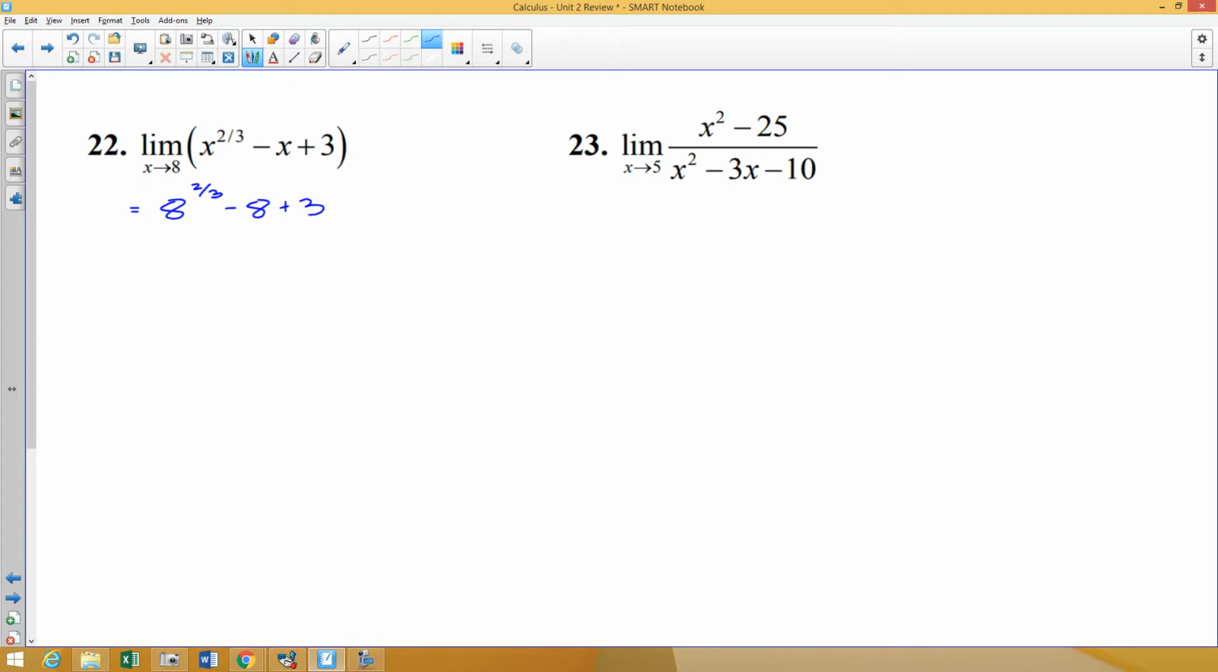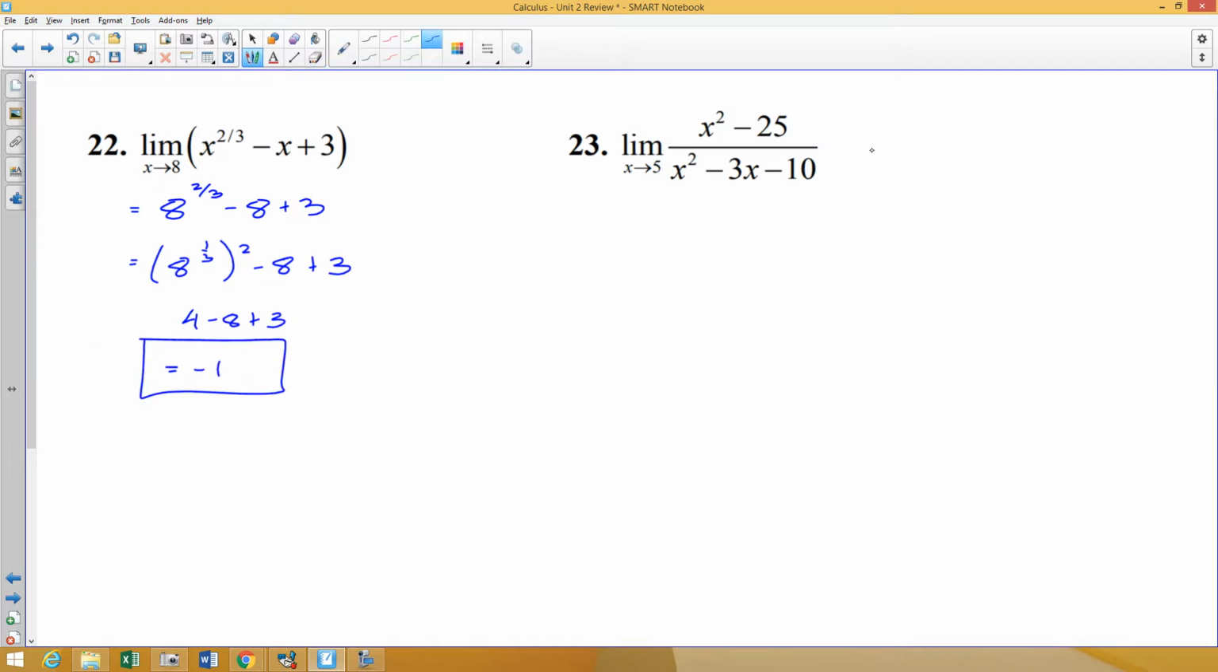Fraction exponents, I prefer to do this as 8 to the 1/3 and then square that, minus 8 plus 3. 8 to the 1/3, that's the cube root of 8, which is 2. 2 squared is 4, minus 8 plus 3 is negative 1. So that's all you had to do on 22, just plug it in.